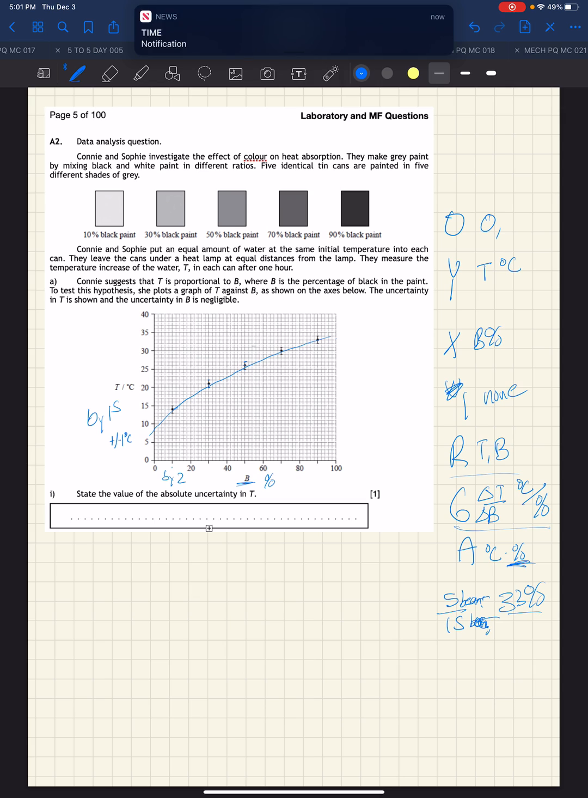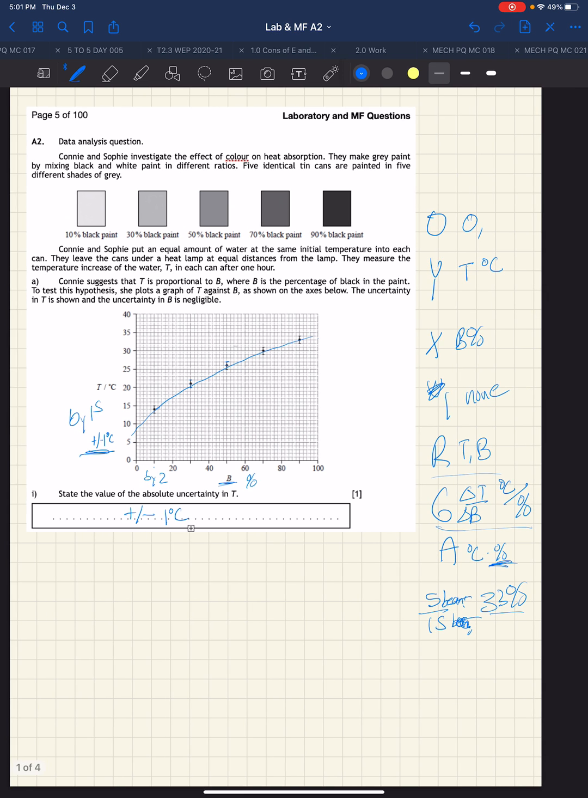So now the first question after we've done our axes is to state the value and the absolute uncertainty in T. We've actually already done that. And so the absolute uncertainty in T is plus or minus 1 degree Celsius. So that's easy. We've already answered that part of the question. Moving on to the second part.